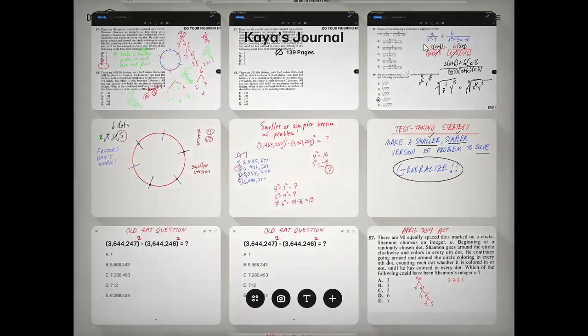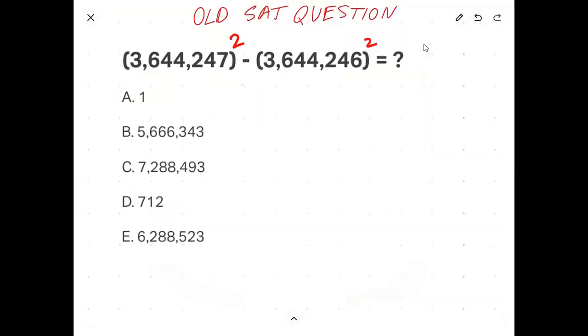This was a problem that I encountered when I was taking the SAT many years ago, before they allowed us to use calculators. And unfortunately, I forgot the difference of two squares. So when I looked at this question, I didn't know how to answer it. But here's what I did know.